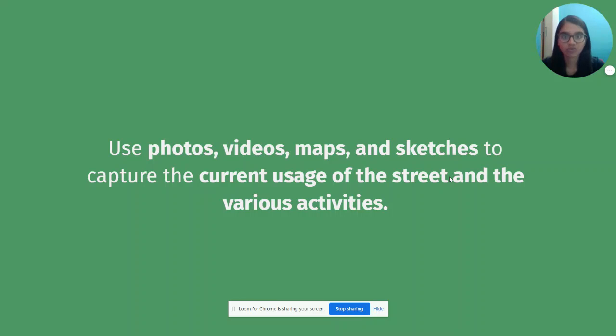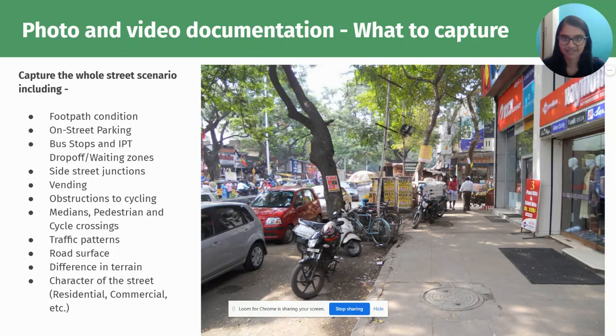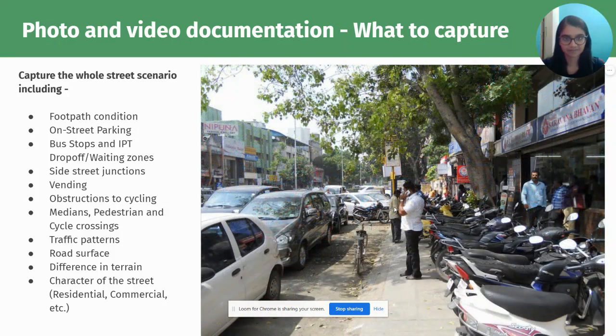You can use photos, videos, maps, and sketches to capture how the street is currently being used and all of its various activities. While taking photos and videos, it is important to capture the entire street scenario, including the footpath condition, all the on-street parking, any bus stops, vendors, obstructions to cycling, as well as things like the traffic patterns and movements of vehicles, road surface, any difference in terrain, and the characteristics of the street itself.